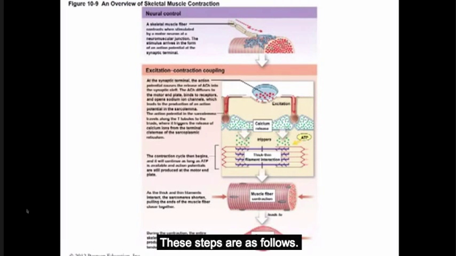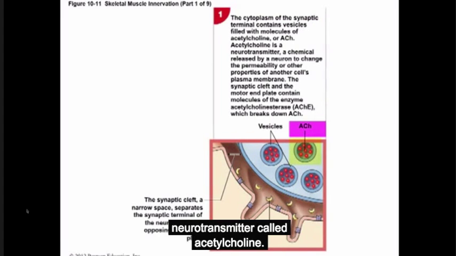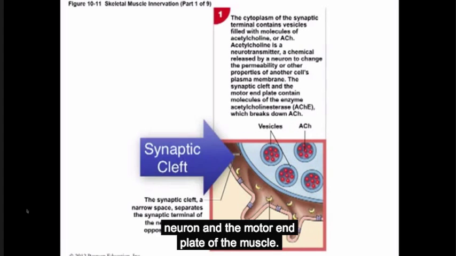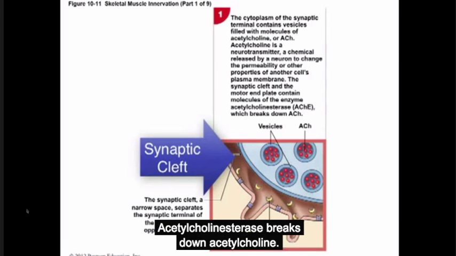A neuron stimulates the muscle fiber through a series of steps. These steps are as follows. At the synaptic terminal of the neuron, vesicles store a neurotransmitter called acetylcholine. The neurotransmitter is a chemical messenger. There is a space between the synaptic terminal of the neuron and the motor end plate of the muscle. This space is called the synaptic cleft. An enzyme called acetylcholinesterase is contained in this space. Acetylcholinesterase breaks down acetylcholine.